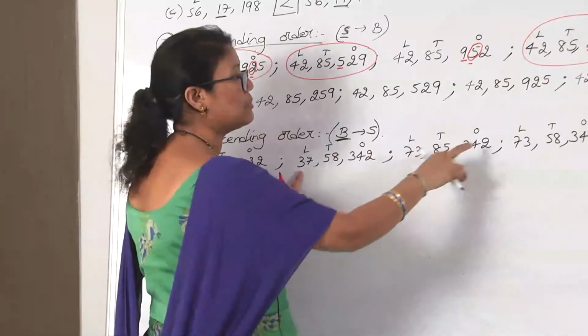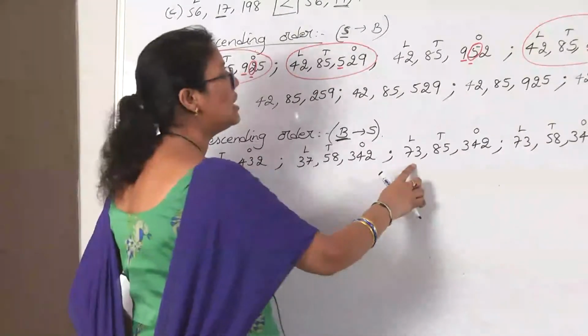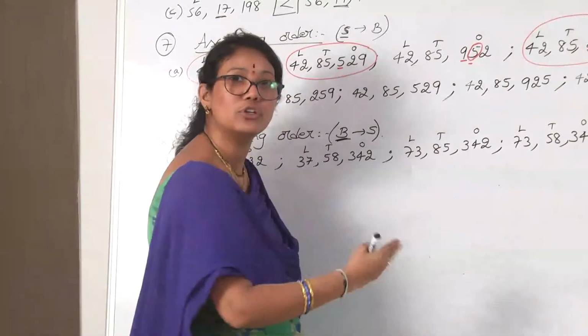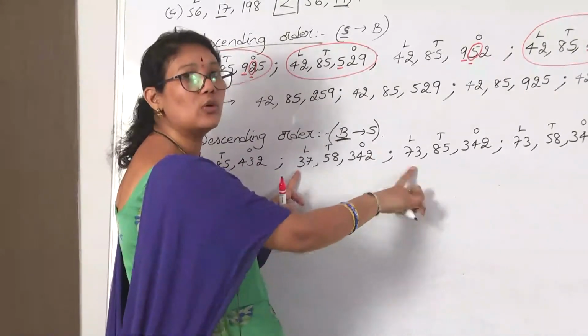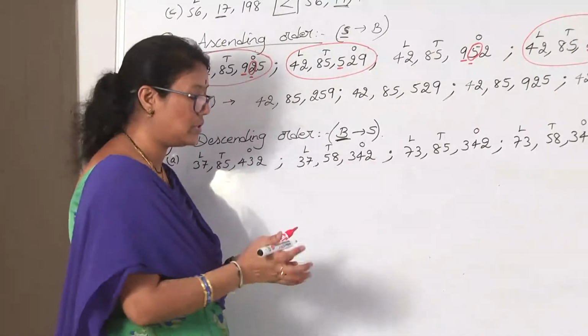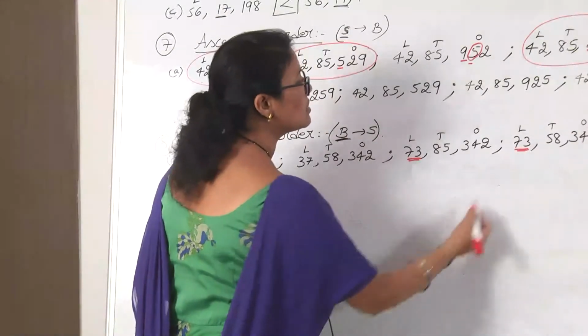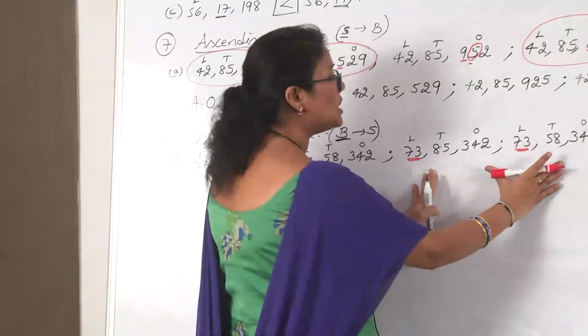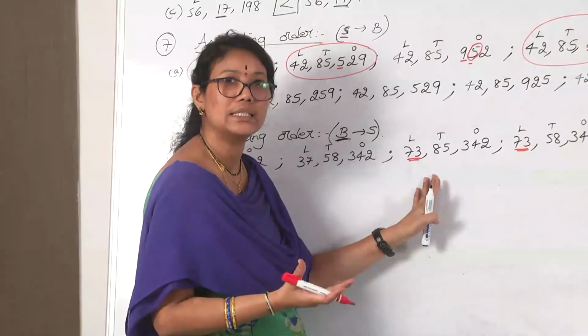That means the lakhs period is repeated here. 73 and 73 is same. We say lakhs period 73 is same for two numbers. So from 37 and 73, check out which is the largest one. Obviously we can say 73 is the largest number from this. And from these two numbers, we find out the largest number.